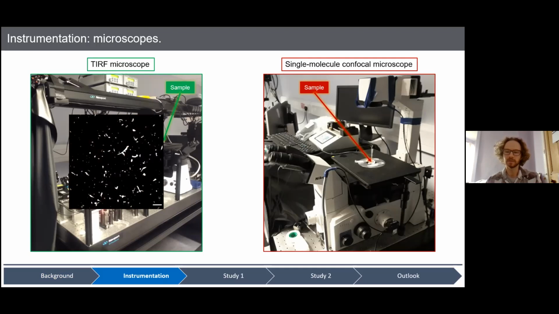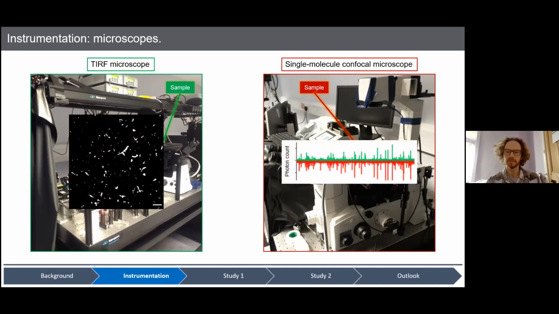Secondly, the single molecule confocal also picks out individual molecules, but instead gives us a photon count. So in this example, larger bursts of photons, so larger peaks here, correspond to larger molecules that are in your sample. And then we analyze the different peaks, the different counts that are coming through to get information about them.